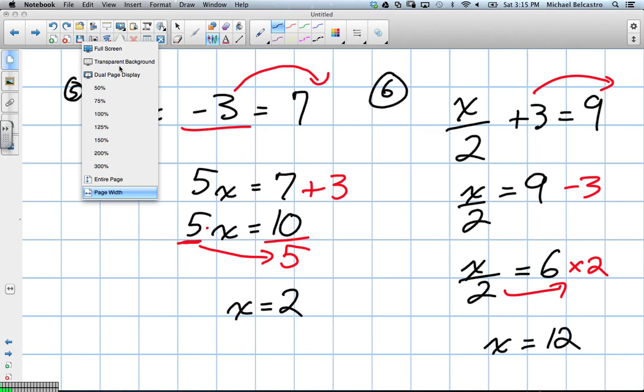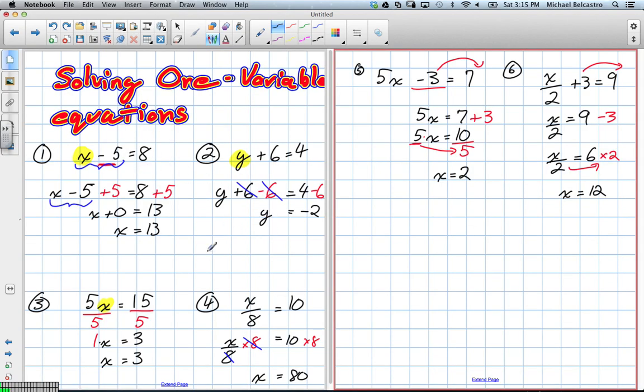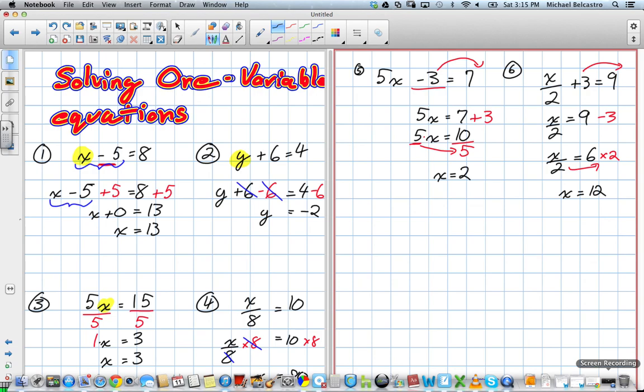And that's pretty much all the steps that you need to know. We've done adding, subtracting, division, and multiplication. Those are the major ones to start off, okay?